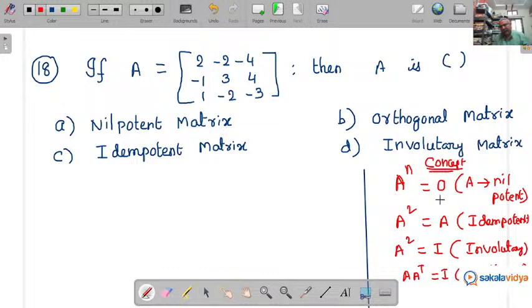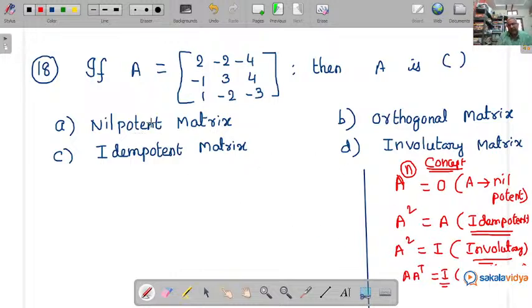Now A to the power of n is equal to null matrix, then A is called a nilpotent matrix of order or index n. So A square is equal to A, then A is said to be idempotent. A square is equal to I, that is called involutory. A into its transpose is equal to I, then it is called orthogonal matrix. So that means actually here we need to check all these three cases.